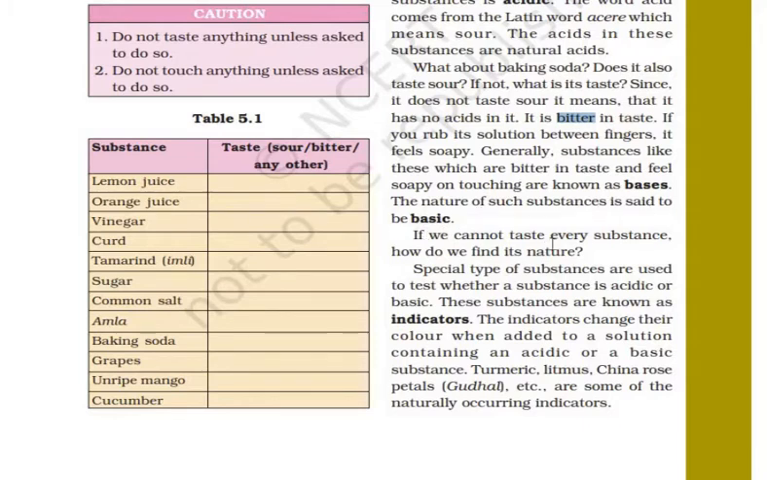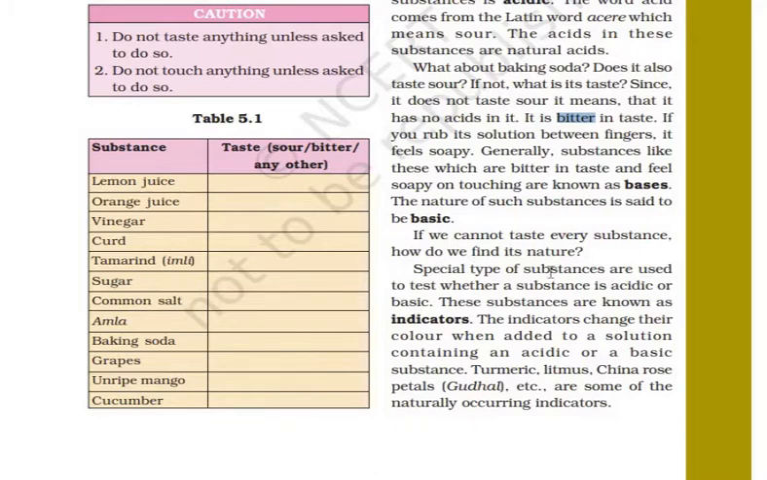If we cannot taste every substance, how do we find its nature? It is also a possibility that we cannot go and test each and every substance. Some substances are edible, some substances are non-edible. So how do we identify whether those substances are acidic in nature or basic in nature? That is a good question. There has to be some mechanism to identify and test. Without tasting is one thing. Without tasting also there can be different methods to identify the acidic or basic nature of any substance.